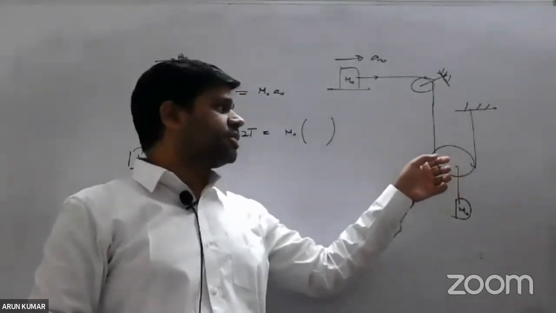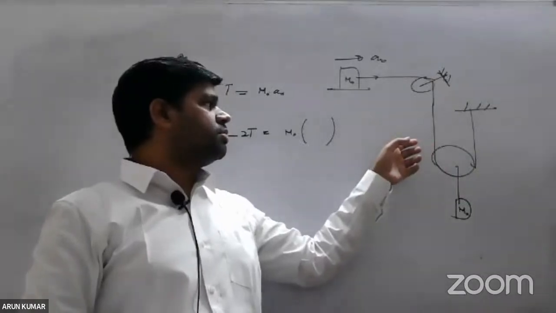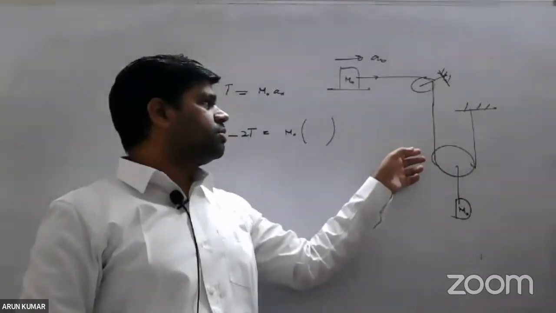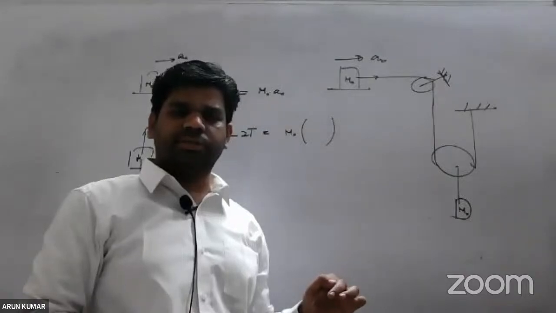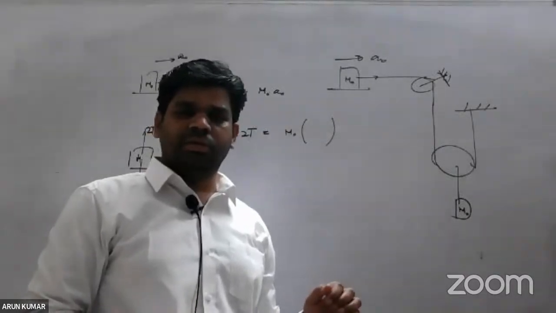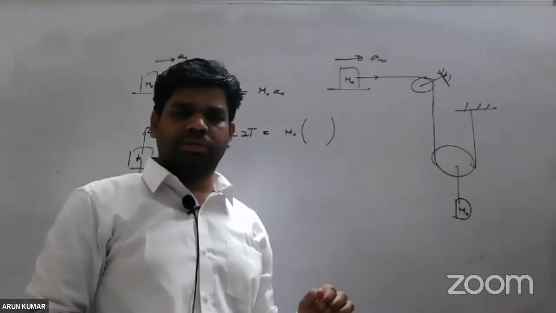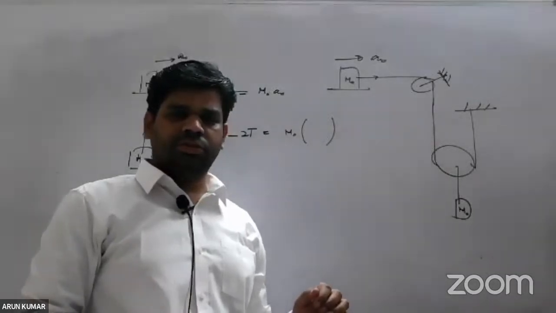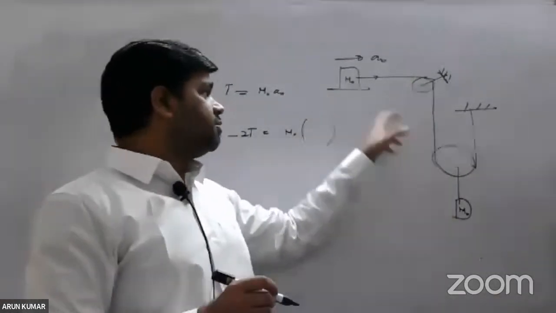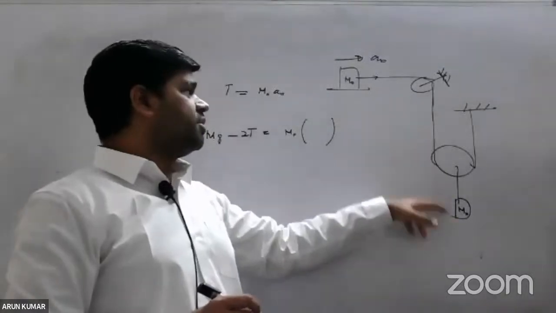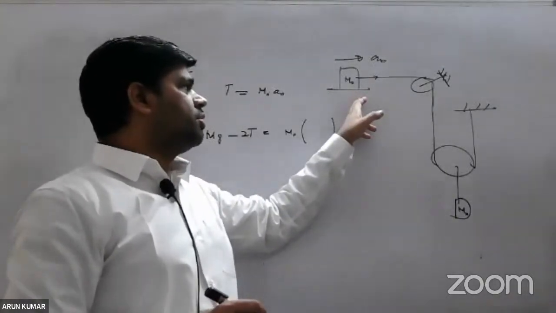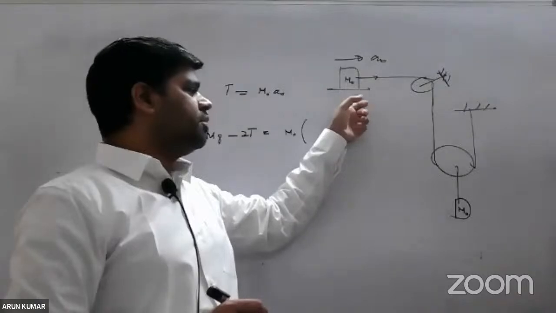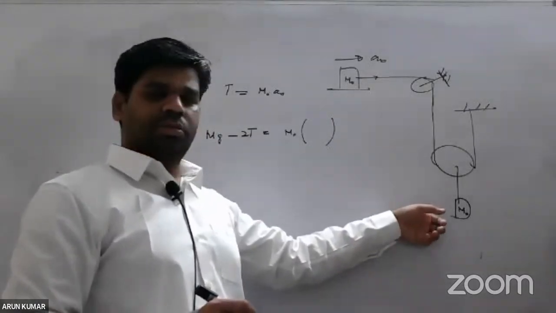2x, by 2x, sir. 4x. Why 4x? Where is another pulley? 1 pulley, 2x, sir. Now, if this is going by X, this is going by 2X. So if this is A naught, this is 2A naught. Yes, sir, if this is A naught, this is A naught by 2.